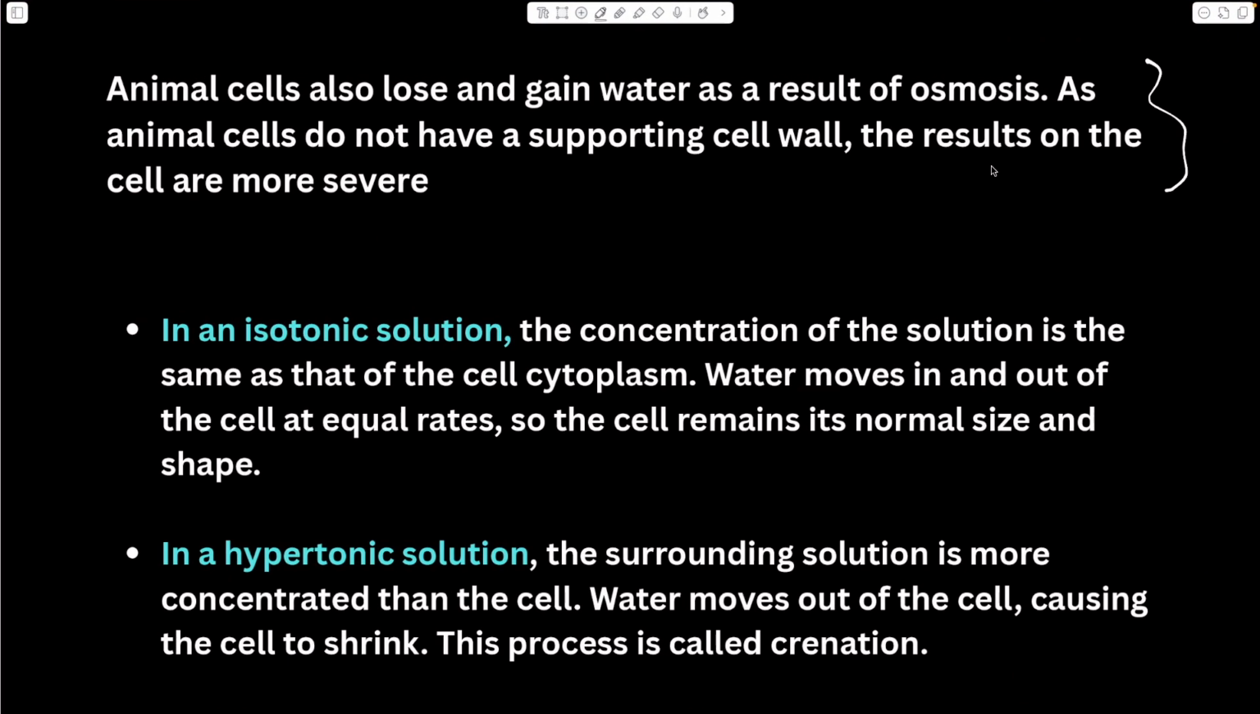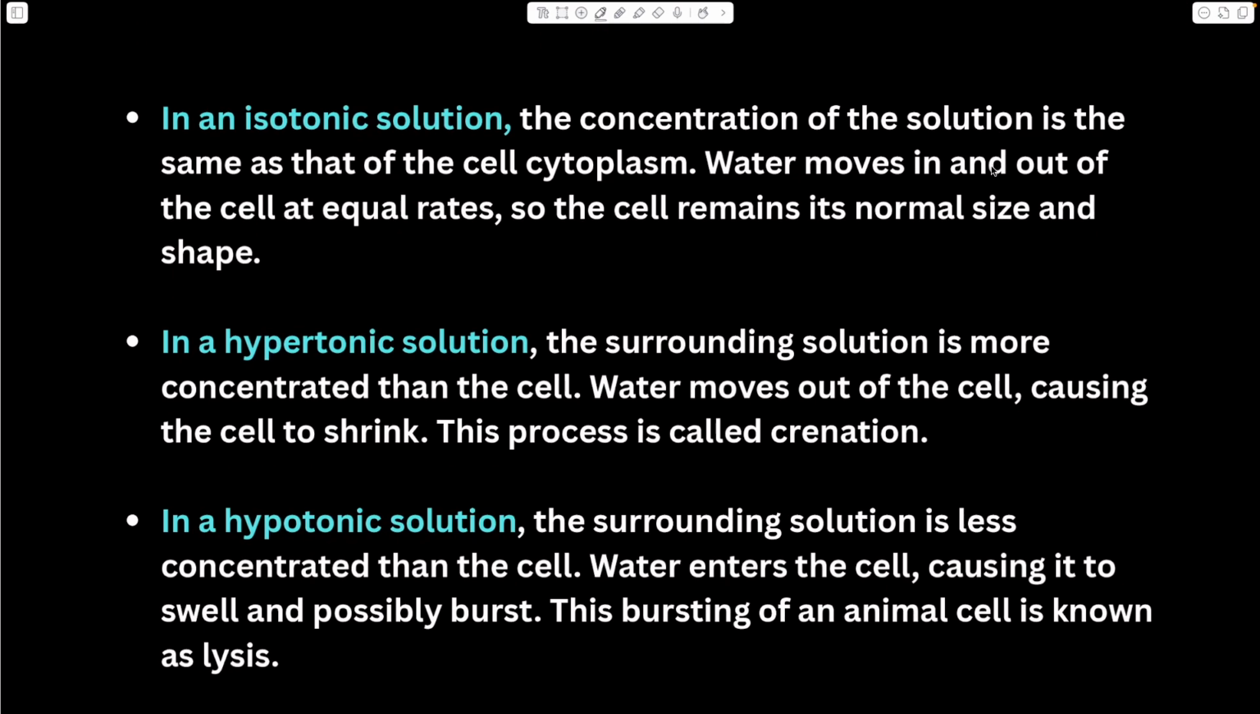Let's look at an example of what happens in an isotonic solution. As we explained earlier, as the concentration of the solution is the same as that of the cell cytoplasm, the water moves in and out of the cell at an equal rate. So the cell remains its normal size and shape.